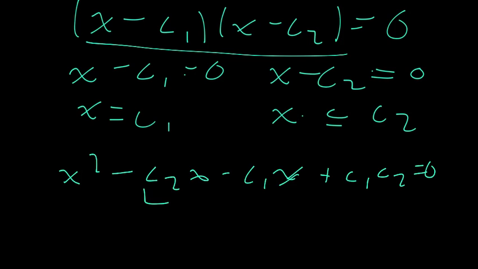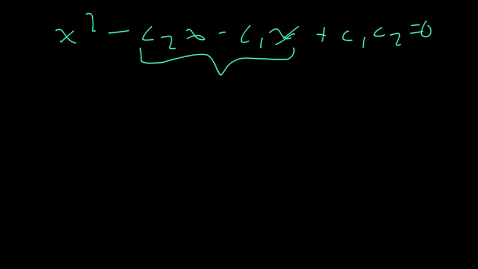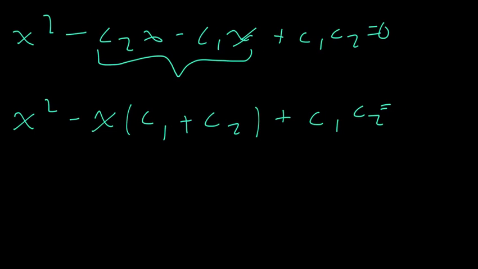So what I'm going to do now is factor out an x right here. So doing that, we'll have x squared minus x times (c1 plus c2) plus c1 c2 equals 0.